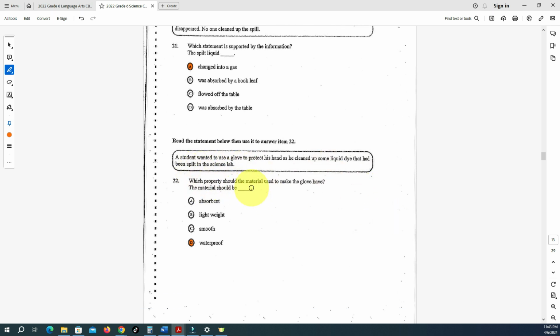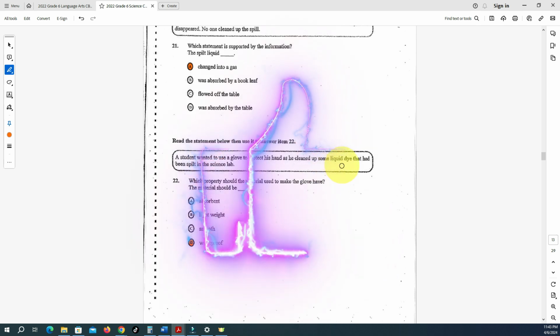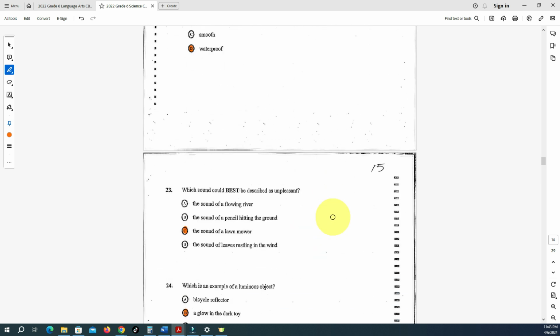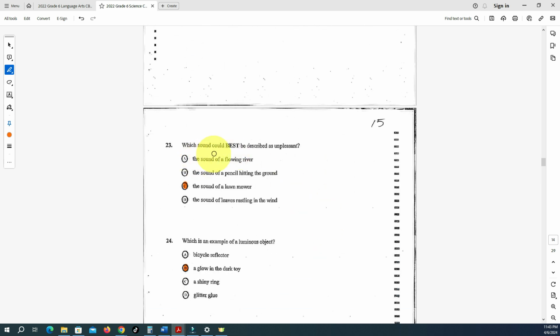Which property should the material used to make the glove have? Says the material should be what? Absorbent? Definitely not. It would absorb everything. Light, lightweight? It doesn't have to be. It can be heavy or light. Smooth? Well, that's not really important. What it should be is waterproof, right? Since it's liquid, right?